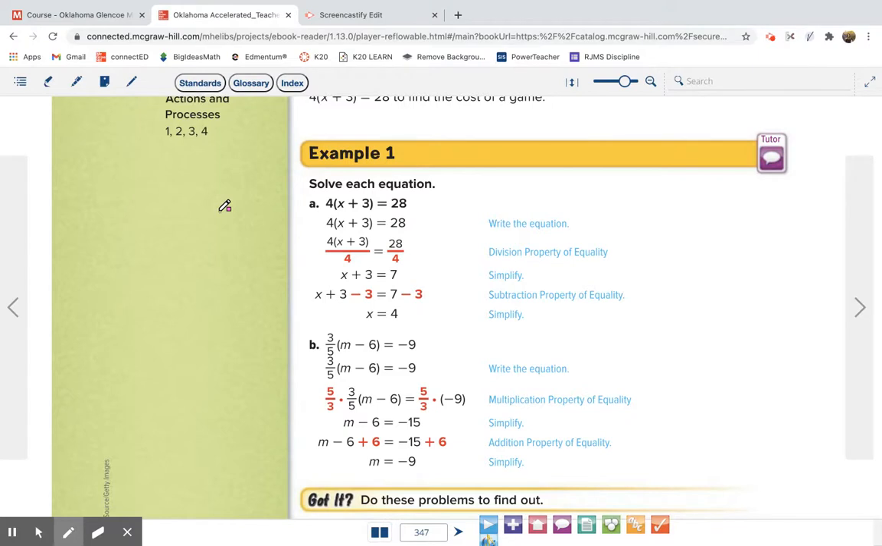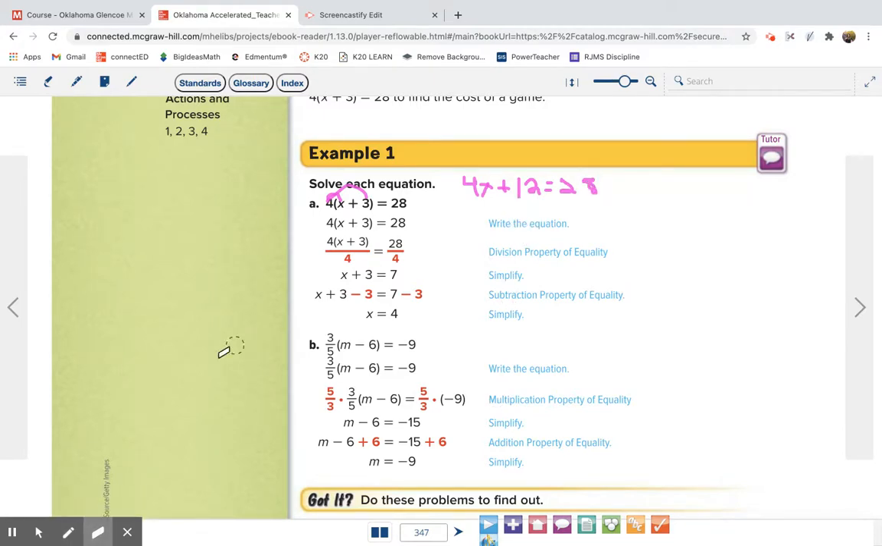So, example 1 says solve the equation. We have 4 times, that's what that means when it's right beside that, x plus 3 equals 28. So, we've got to get x by itself with the equal sign. In the past, what we've done is we can't solve anything in here, so we have distributed that 4 in. Okay, 4 times x is 4x, plus 4 times 3 is 12. Ooh, my line got crazy there. Equals 28.